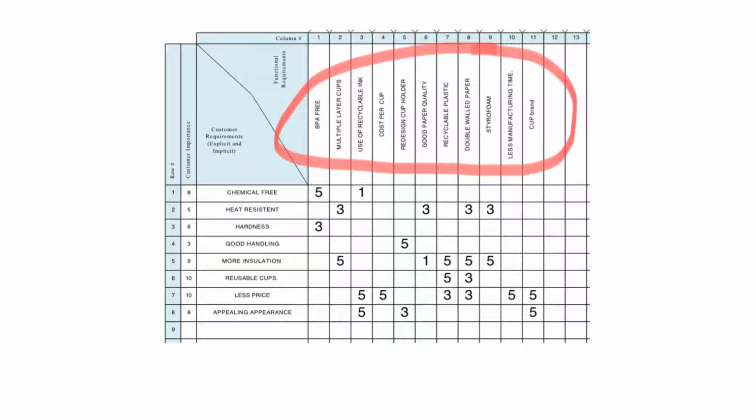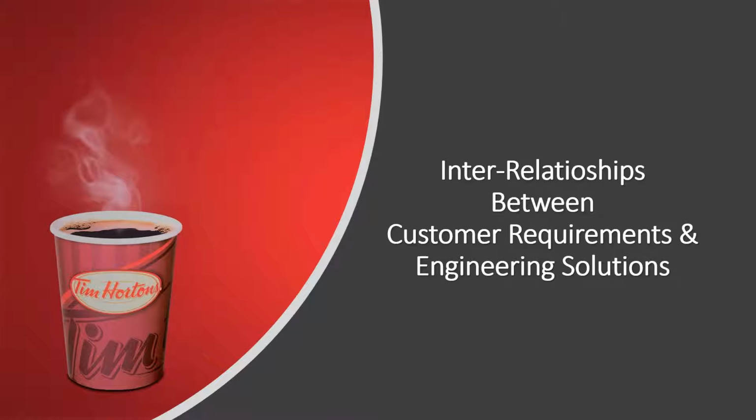Right on. So next we are looking at the interrelations between customer requirements and engineering solutions. Basically, how this works is the interrelations are numbered 5, 3, and 1 based on how much they interrelate. Let's talk about this in detail.